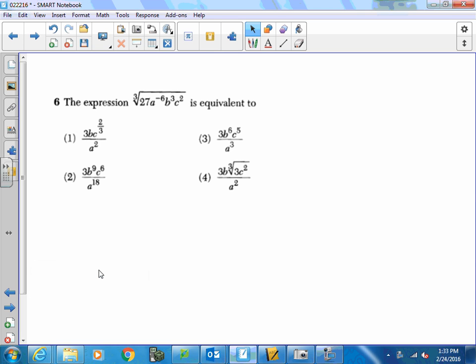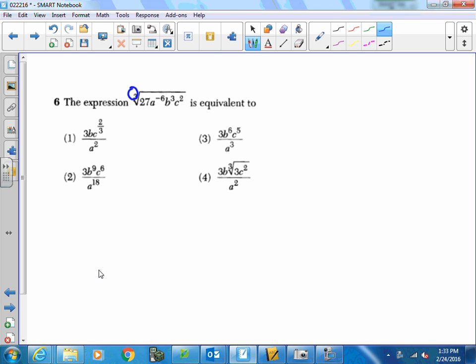Okay, we're going to go over problems 6 through 10 from the 2016 Algebra 2 exam. Looking at number 6, I think that this was actually a pretty basic question based on what we've done in class. Remember, when you see a number outside, we're no longer talking about the square root or the second root, but we're talking about the third root.